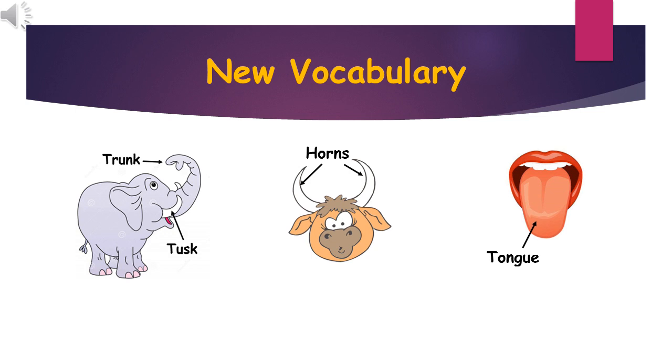Can you see the second picture? You have the word horns. Horns, you can find them on top of the animal's head. So repeat after me. Horns. Horns. The third picture is tongue. Tongue. Can you see the tongue? You can find it inside your mouth.